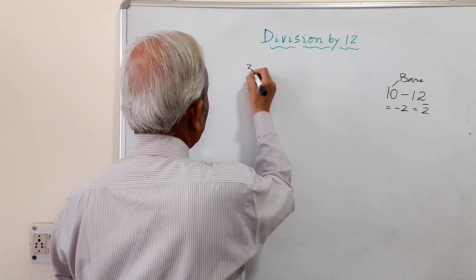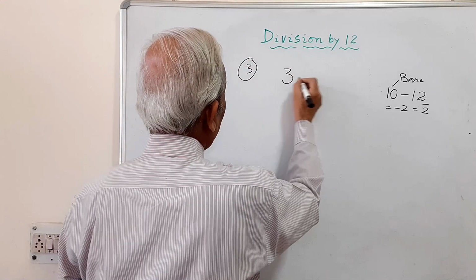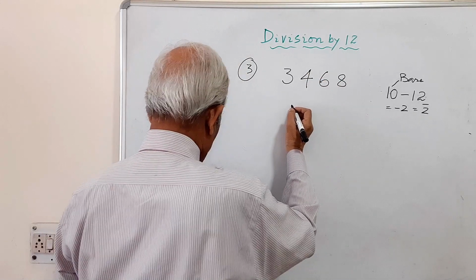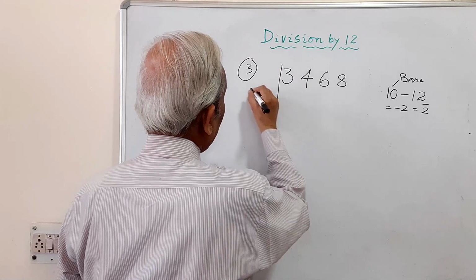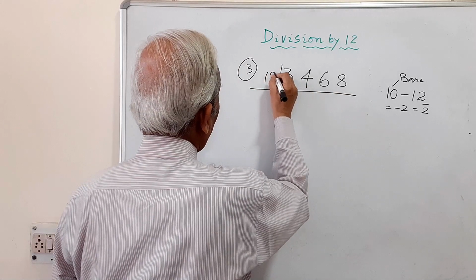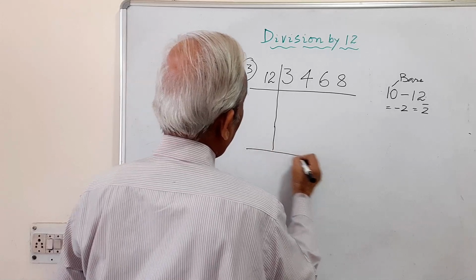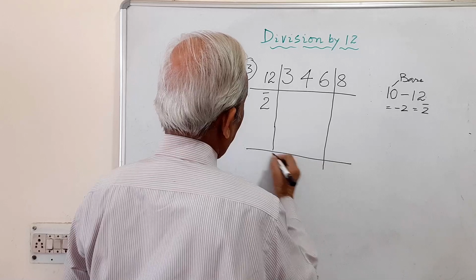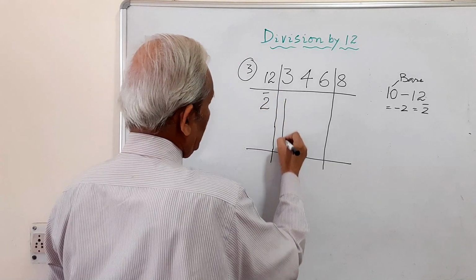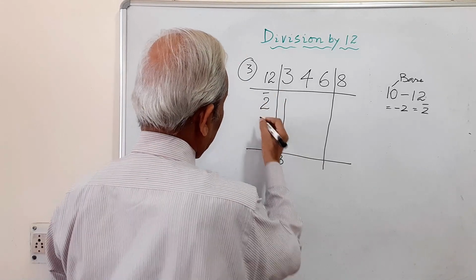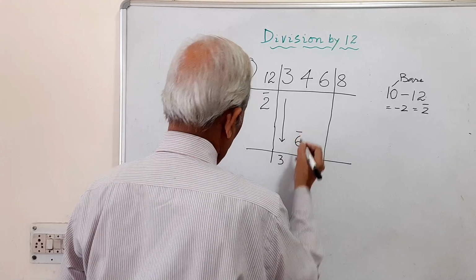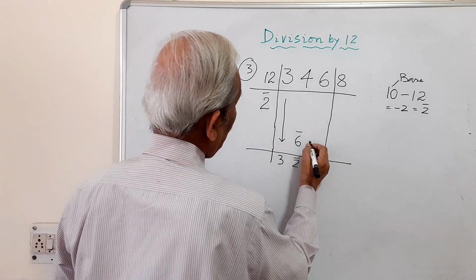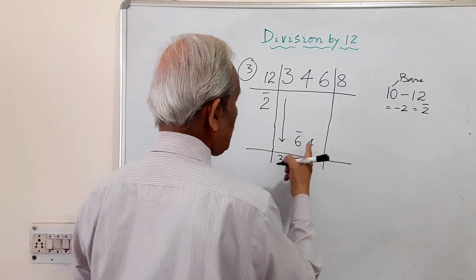3, 4, 6, 8 divided by 12. Here, write down 2 bar, 1 line after this, base is 10. Put down 3 as it is. 3 into 2 bar is 6 bar. 4 plus 6 bar is 2 bar here. 2 bar into 2 bar is 4. Minus 2 into minus 2 is plus 4.